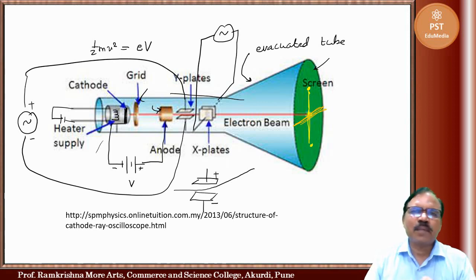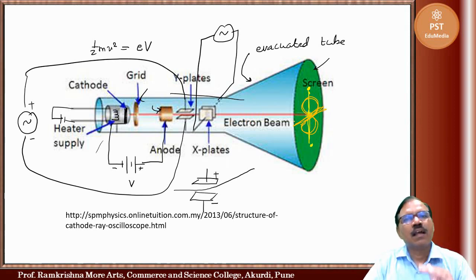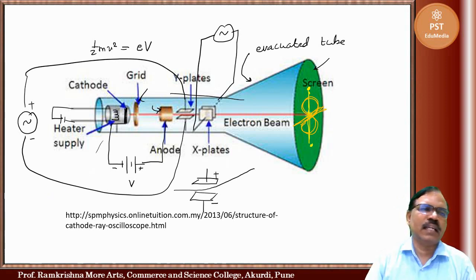Now if we apply these two signals simultaneously, the spot will move on the CRO screen and you will get a curve. That curve is decided by the frequency ratio of the two sine signals, as well as the amplitudes and phase difference. So in this way we demonstrate Lissajous figures using a CRO and signal generators. We apply signals using signal generators.